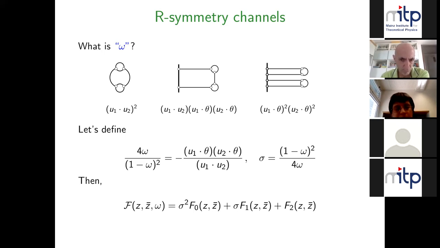Now, what will be important, though, is that the R-symmetry is not a flavor symmetry that commutes with the conformal group in this setup. The R-symmetry is part of the superconformal algebra. So these three R-symmetry channels, which correspond to different tensor structures, are not all independent, but they are related because of conformal symmetry.